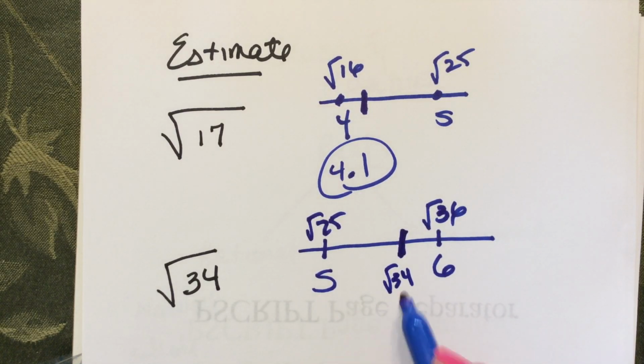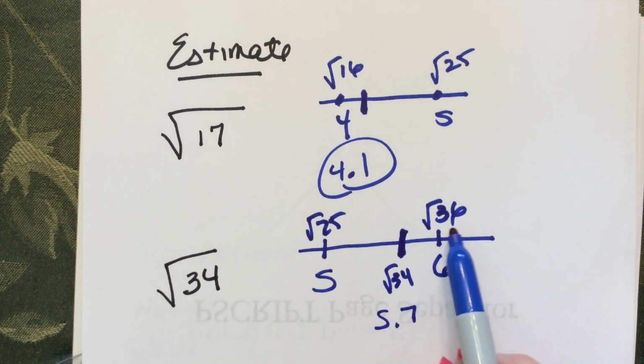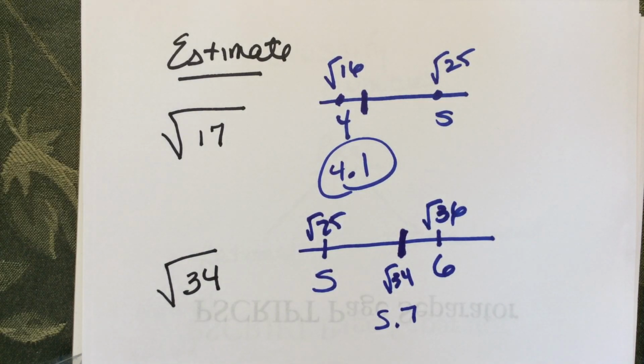And I could say, well, maybe that's 5.7, 5.8, something like that. And again, if I say which whole number is it closest to, you're going to say, well, 34 is close to 36, so it's closest to 6. Okay, so you're going to have to estimate with these squares and square roots.